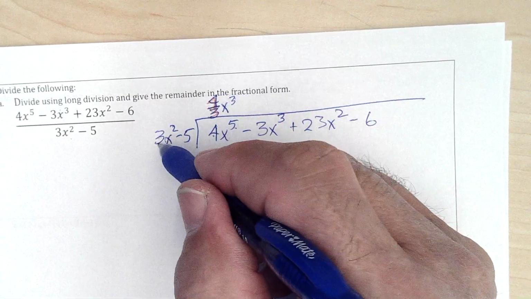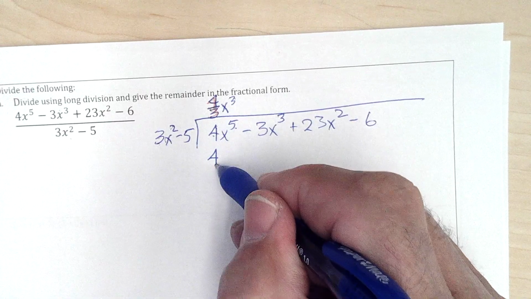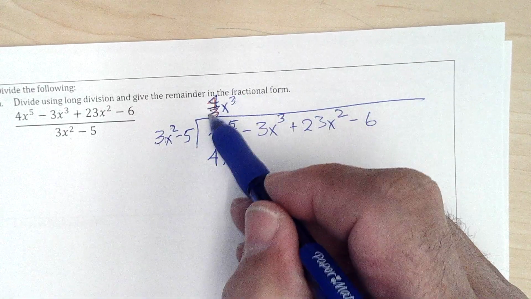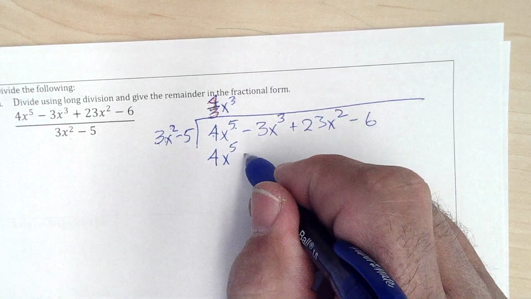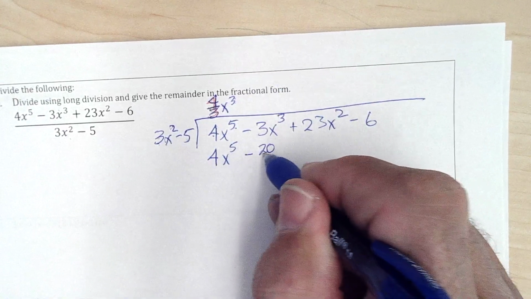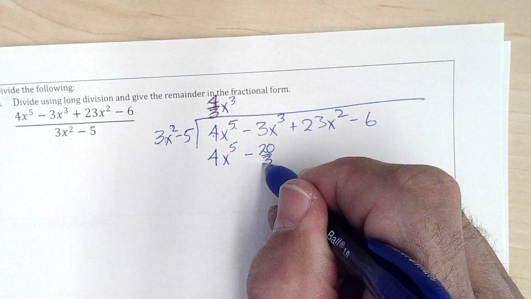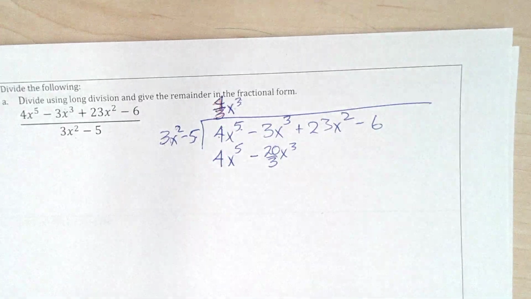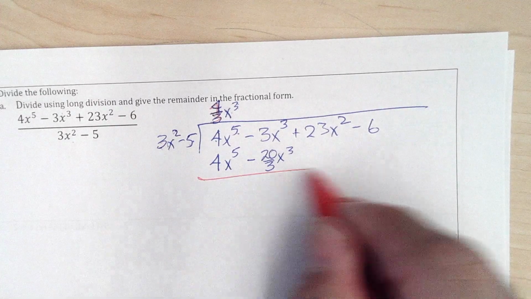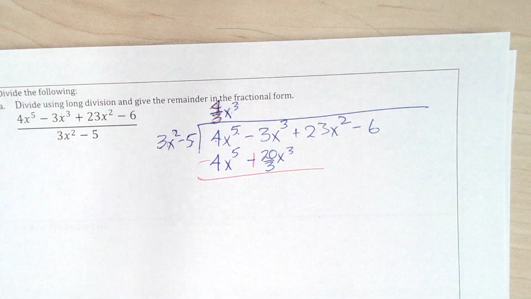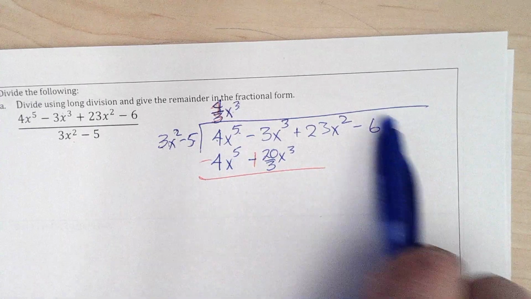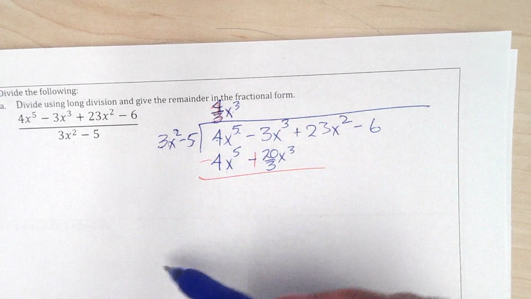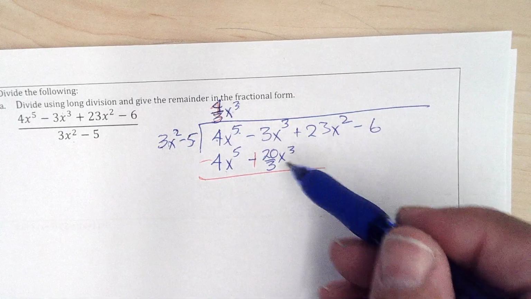Take this times 3x squared, I get 4x to the 5th. Take this times 5, and I get minus 20/3 x to the 3rd. I'm going to draw the line, change the signs. Now I got to add all the like terms. These are like terms and they cancel out, so I get no x to the 5ths.